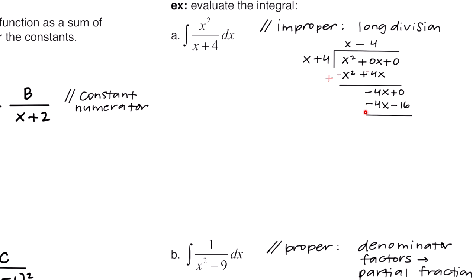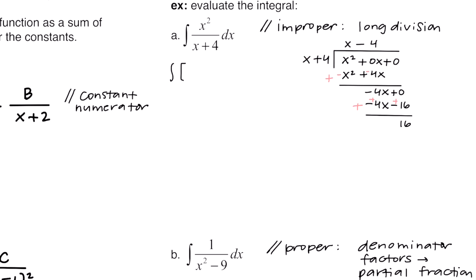And again, instead of subtracting these, we're going to add their opposites. So negative 4x and positive 4x, those cancel. And then 0 plus 16 is going to make 16. And because x doesn't fit into 16, this is going to be our remainder. So by dividing x squared by x plus 4, we're getting the answer x minus 4 plus the remainder of 16. And we take the 16 and we put it over the thing we divided by.